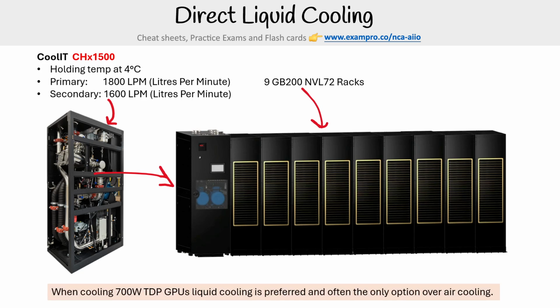So when you're cooling 700 watts TDP GPUs, liquid cooling is preferred and is often the only option over air cooling. We didn't really cover air cooling, but when we're talking about AI data centers, it's just not going to cut it. So if you get an option on your exam that's asking about air cooling or whatever, just go with direct liquid cooling. So direct to chip or closed loop or liquid cooling, especially if you have an H100. I know we're not showing H100 here, but if we have an H100 and it's the SXM and it has a 700 watt TDP, then you need liquid cooling, okay? And that's your answer.